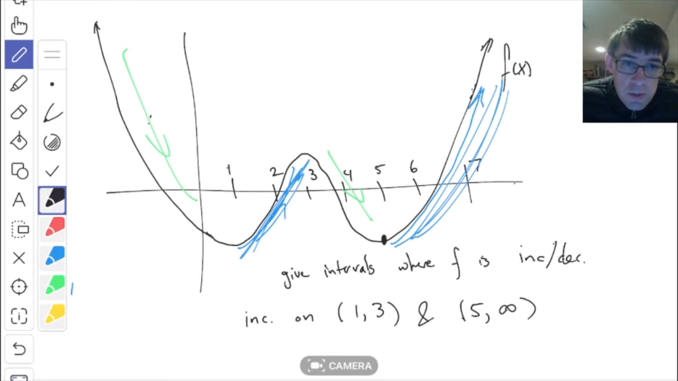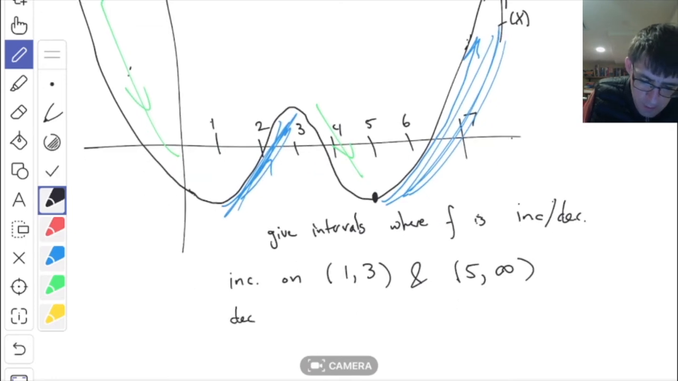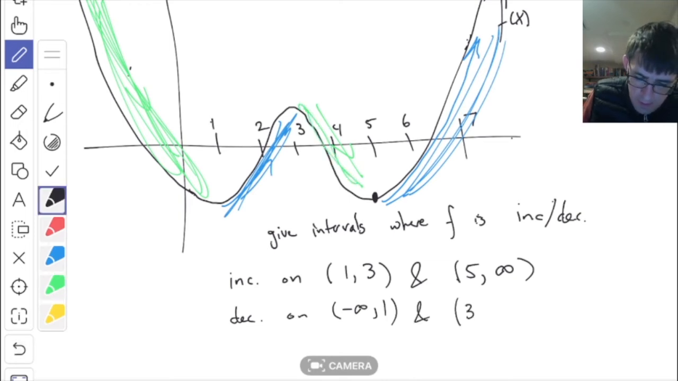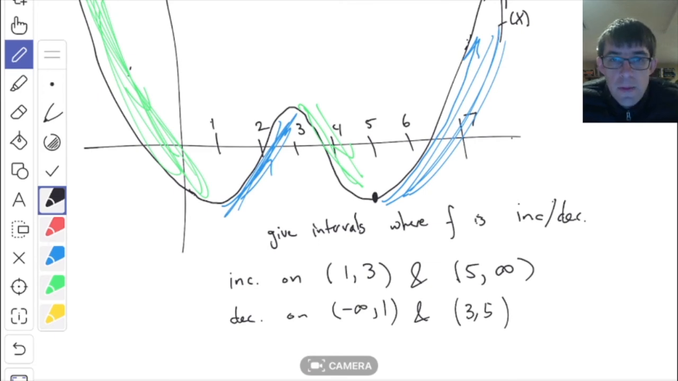Where is it decreasing? You just say the intervals of what I drew as the green regions. So it's decreasing on, I would say, minus infinity to 1. That's this one over here to the left of 1. And also in here between 3 and 5. So interval 3 to 5. All right, that's where it's increasing and decreasing. So I hope you agree with me. If you know what to look for, on a picture it's easy to say where it's increasing or decreasing.